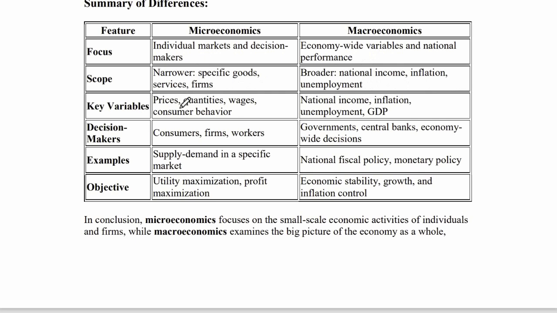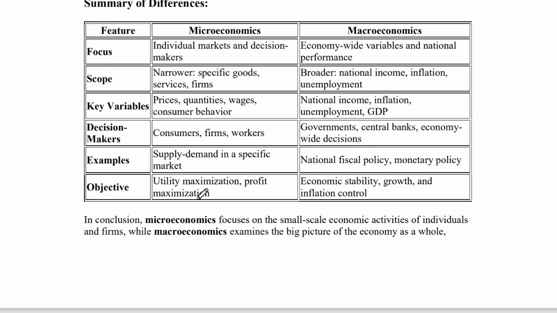The key variables of microeconomics include prices, quantities, wages, consumer behavior, whereas the key variables of macroeconomics are national income, inflation, unemployment, GDP. Decision makers in microeconomics include consumers, firms, and workers, whereas in macroeconomics, the decision makers are governments, central banks, and economy-wide decisions. A few examples of microeconomics include supply and demand in specific markets, whereas for macroeconomics, it is national fiscal policy, monetary policy, etc.